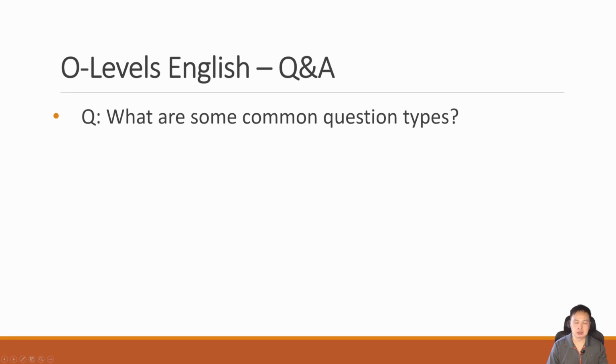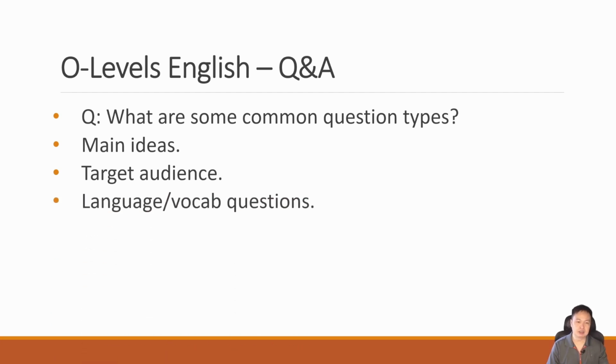What are some common question types? Questions that ask you about the main ideas, but very clear how to answer them. Questions that ask you about the target audience, where your answer needs to be very specific. Language questions, vocab questions, they might ask you for words that have similar meanings, for example, right? How do you know that this book is very popular? So what's another word for popular? Maybe you find the word bestseller. That's an example of a language question in a visual comprehension exercise.